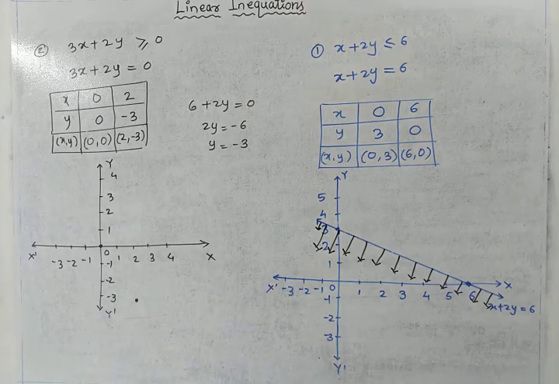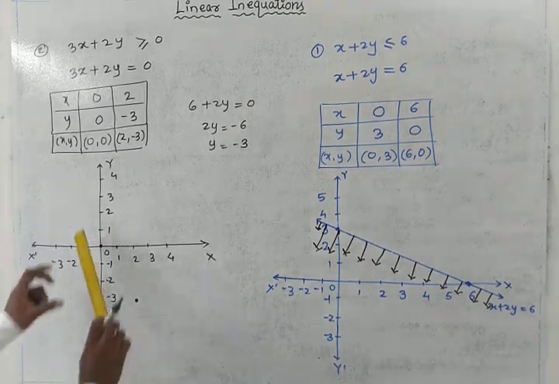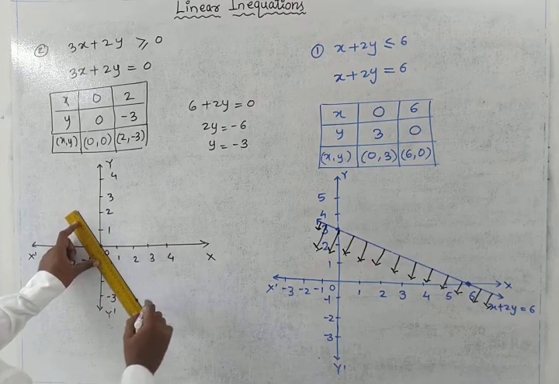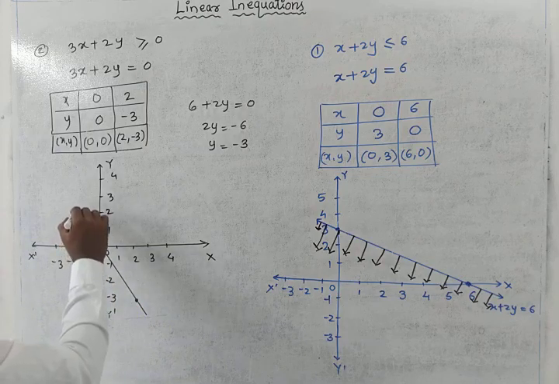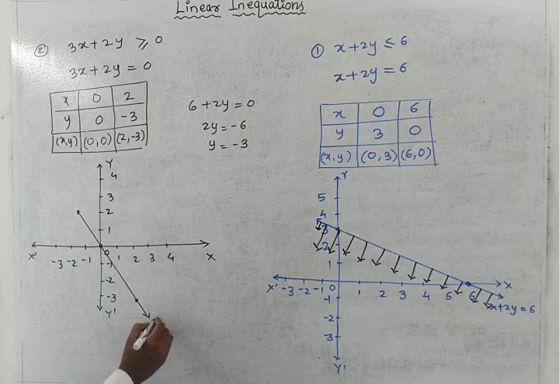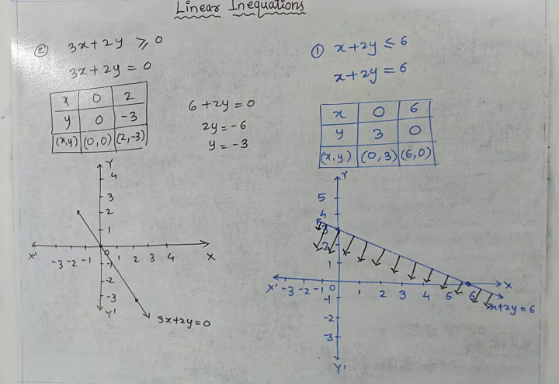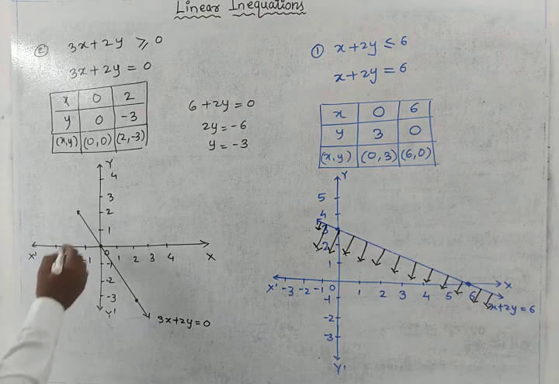Now we draw the line passing through these points. So this line has the equation 3x plus 2y is equal to 0. Once the drawing of the line is done, we have to check which side faces the origin. But this line is already passing through the origin. For less than or equal to 0, we always check the part below the line.